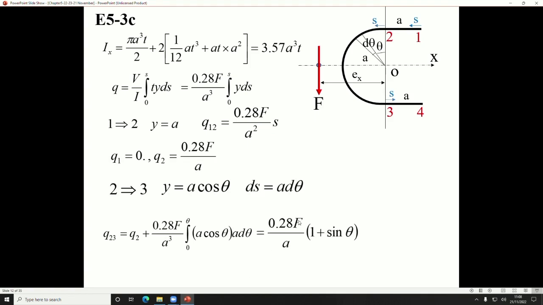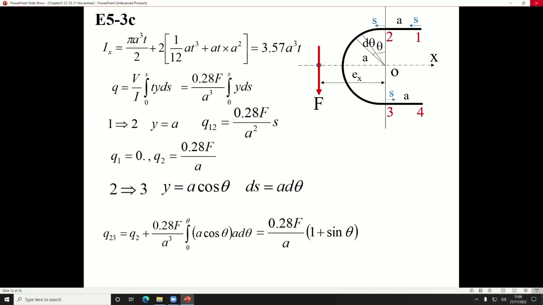Now look at this equation. At this point on this curve, theta is equal to 0. You agree at point 2, in this coordinate system, theta is equal to 0? So theta equal to 0 is along the y-axis for the curved panel. At this point, theta is 0 and then gradually goes to 90 degrees and 180 degrees. So if I substitute the value of theta equal to 0 here, I get the shear flow at point 2, which is 0.28 F over A. Is everyone happy with what I've written here?